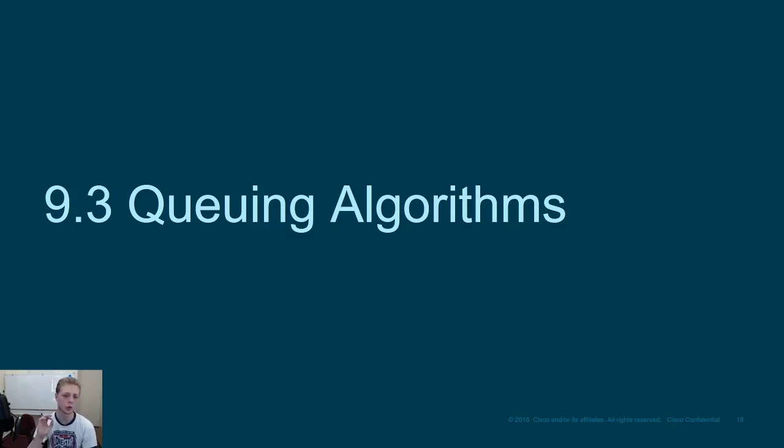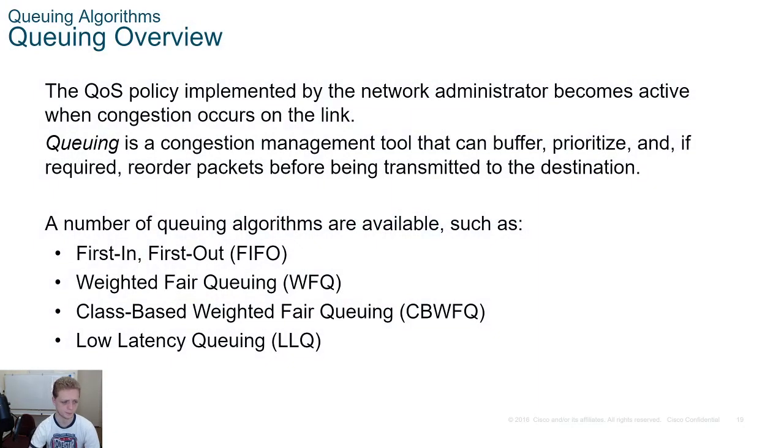We're going to talk about queuing algorithms in 9.3. Now, if you haven't watched 9.2, I highly recommend you watch that and make sure you have an idea of the different types of traffic we're going to prioritize and why. And now we're going to get into actually how we're going to prioritize that traffic with these algorithms.